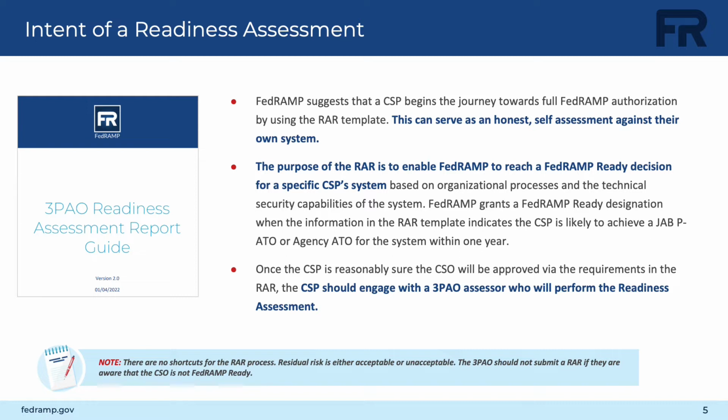The intent of the assessment is to have a 3PAO attest to a CSP's readiness for the FedRAMP authorization process. There are no shortcuts for the RAR process. The residual risk is either acceptable to FedRAMP or it's unacceptable. A 3PAO should not submit a RAR if they are aware that the CSO is not FedRAMP ready. This type of action threatens a 3PAO's assessment integrity and puts them in performance management review with the FedRAMP PMO.